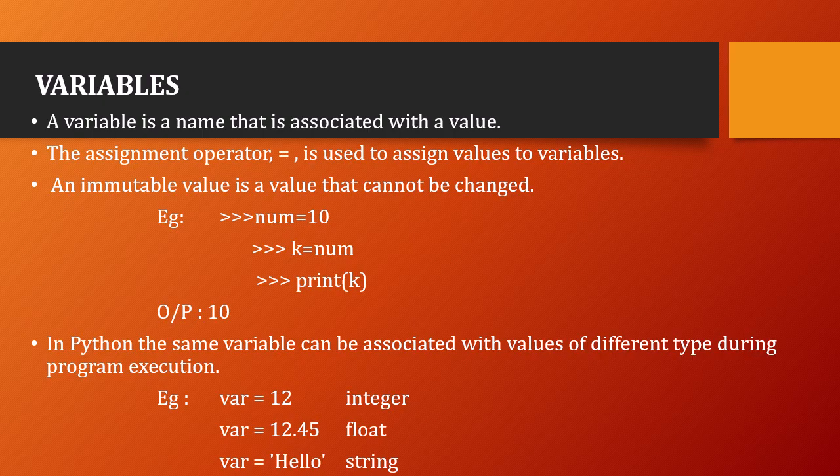In Python, the same variable can be associated with values of different types during program execution. Variable = 2 is an integer. Variable = 12.45 is a float. And variable = 'hello', represented in single quotes, is a string.